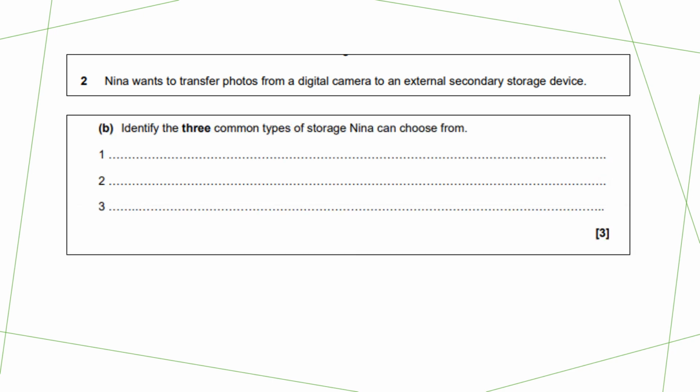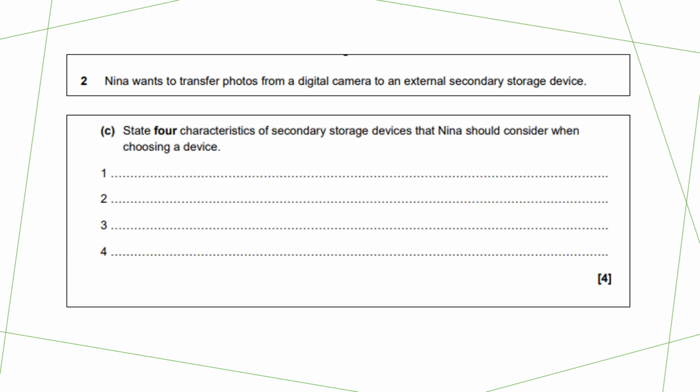Question 2B says Nina wants to transfer photos from a digital camera to an external secondary storage device. Identify the 3 common types of storage Nina can choose from. In the past, they might have called this technologies, so 3 types of technology for storage that Nina can choose from. There are only 3 that you need to mention, so just put these in if you know the answer.